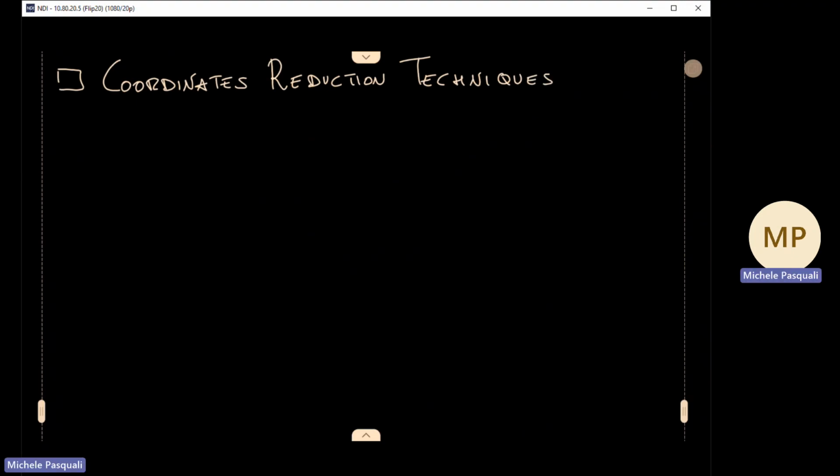Okay, so what are these coordinate reduction techniques? These coordinate reduction techniques are procedures, methods that we follow to reduce the order of our models. In particular, they are typically adopted in discrete or discretized models. So what we are dealing with, no? For example, FEM models.